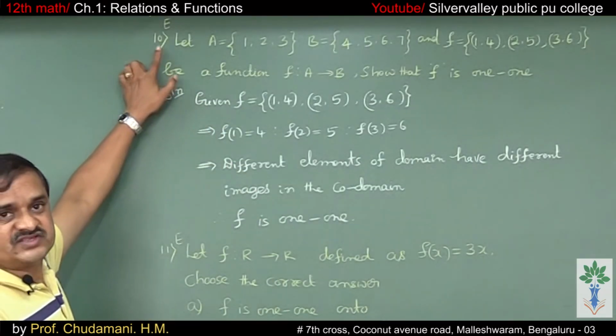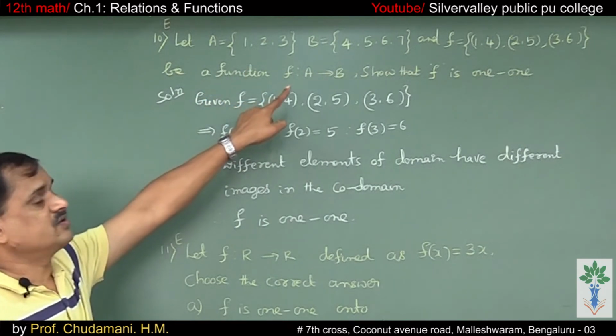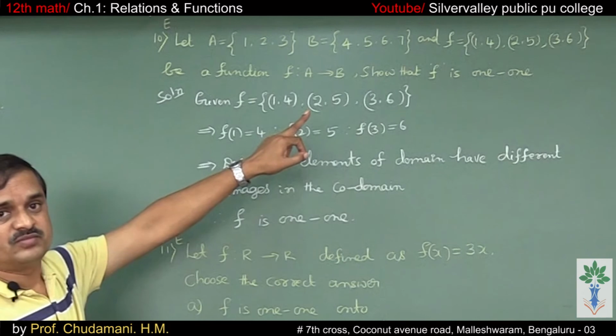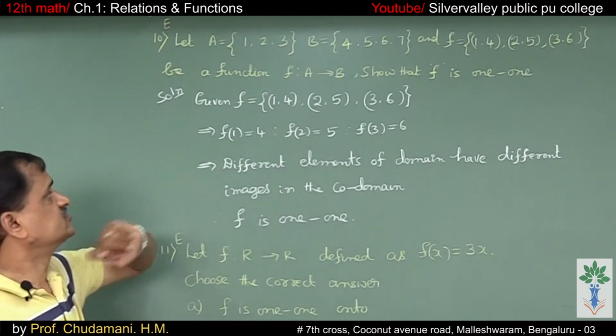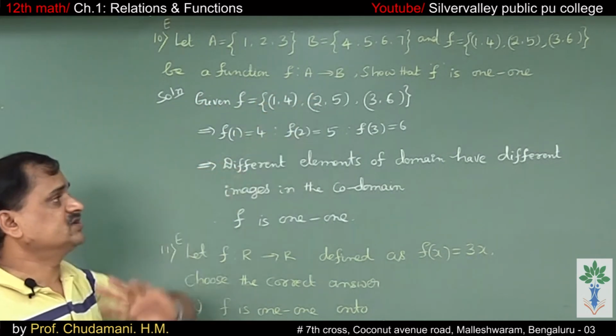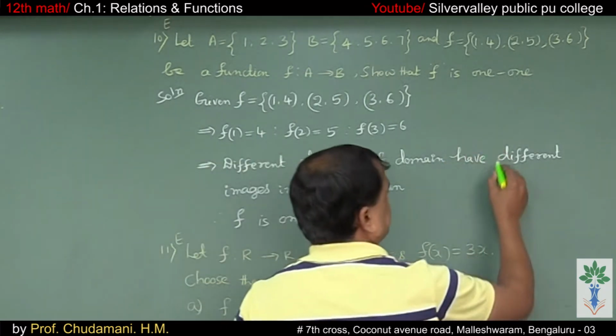10th one, an exercise problem. Let A equals 1, 2, 3, B equals 4, 5, 6, 7, and the function f equals {(1, 4), (2, 5), (3, 6)} be a function f from A to B. Show that f is a one-one function. It's very simple.